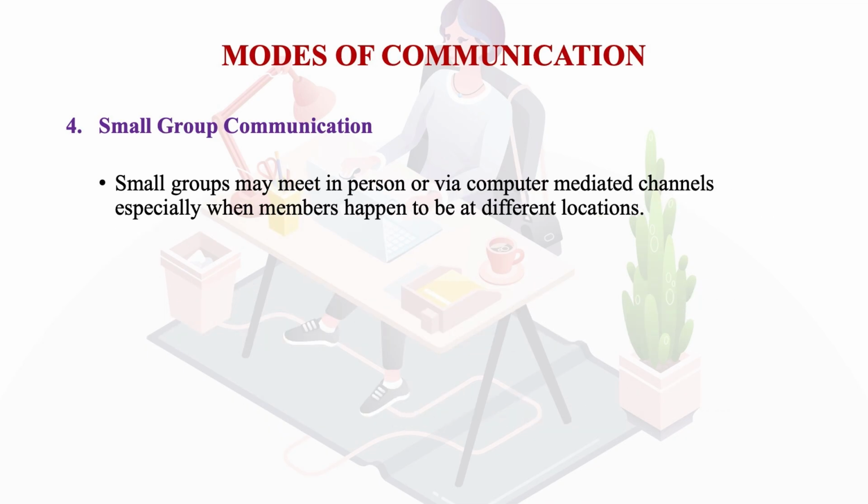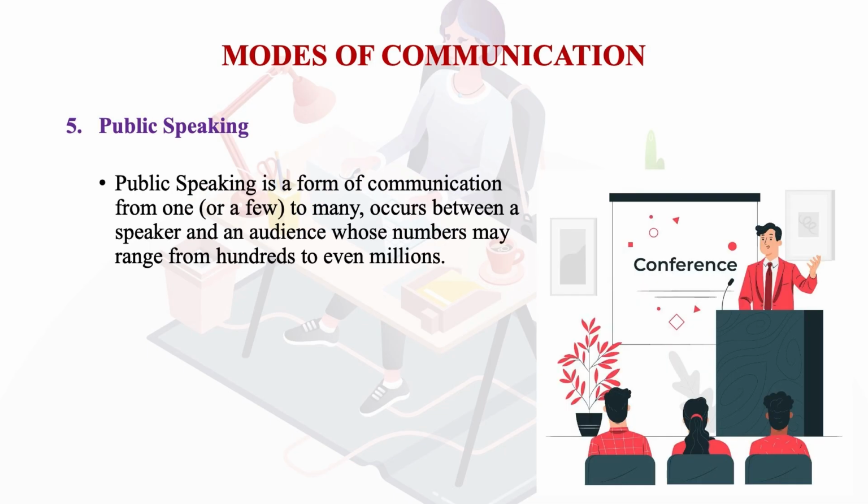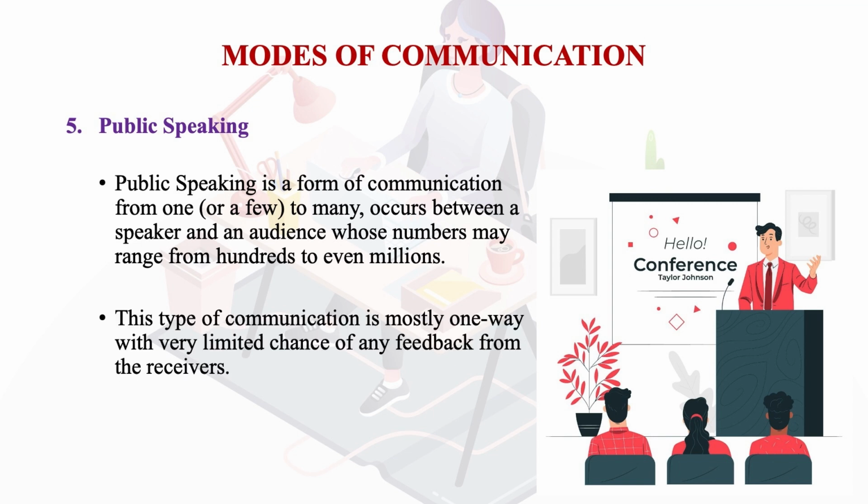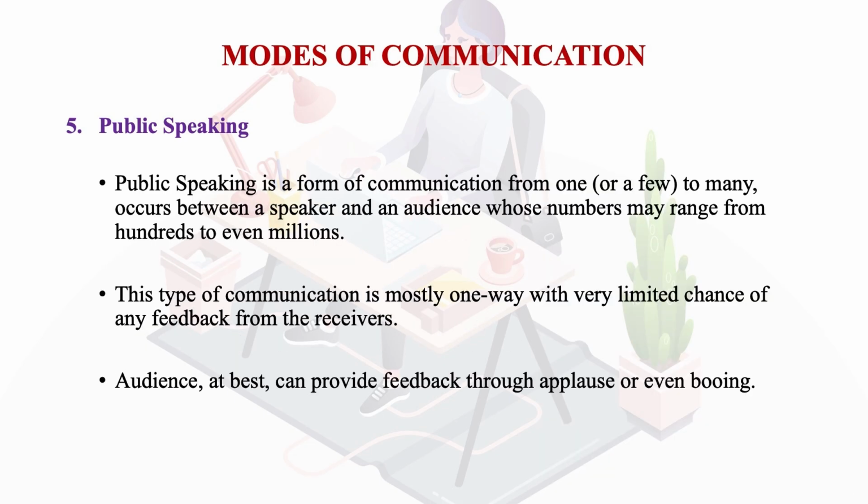Small groups may meet in person or via computer-mediated channels, especially when members happen to be at different locations. The next mode of communication is public speaking. Now, public speaking is a form of communication from one, it can be one or a few, to many, occurring between a speaker and an audience whose numbers may range from hundreds to even millions. So, this type of communication is mostly one way, with very limited chance of any feedback from the receivers. The audience, at best, can provide feedback through applause or even booing.